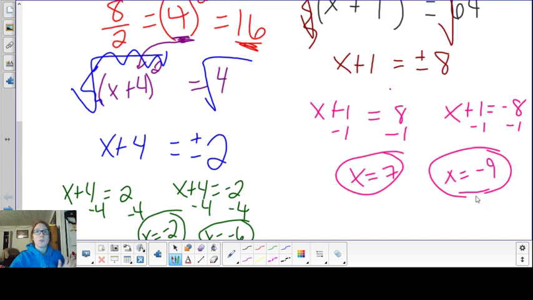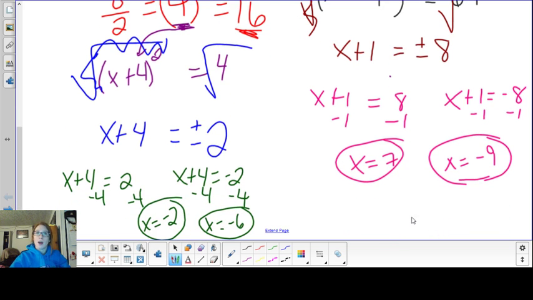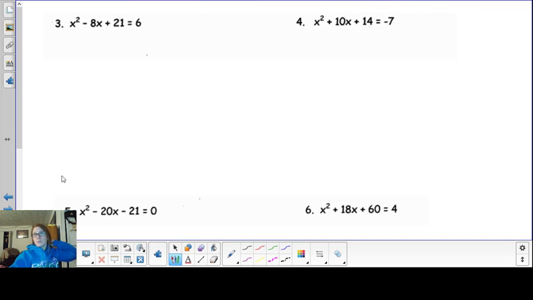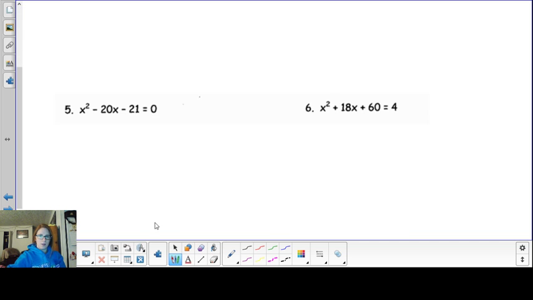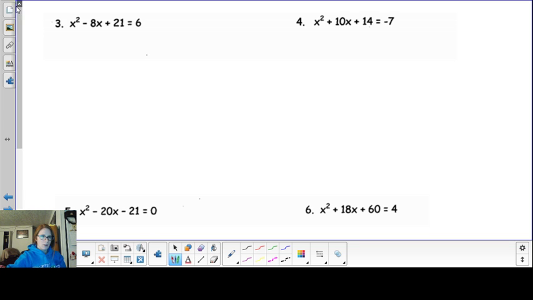Now I know this isn't the easiest. It's a process. The only way to improve a process is to practice that process. So we're going to go through some more. We're going to do these together, I think. Okay.